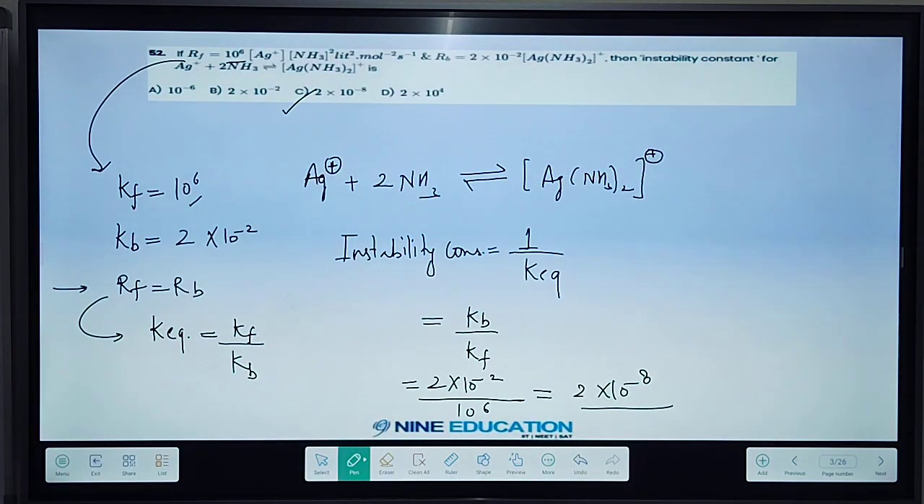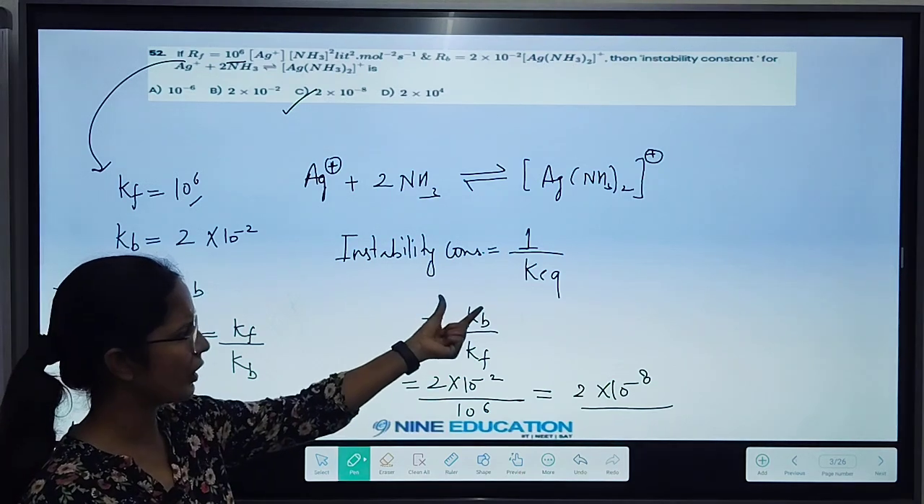Again, discussing about key points, if they are giving you the reaction, first of all, see, it's some complex formation reaction, and the term which they are asking you, that is also instability constant, which is related to the stability of complex formation. It is quite reverse of K equilibrium.